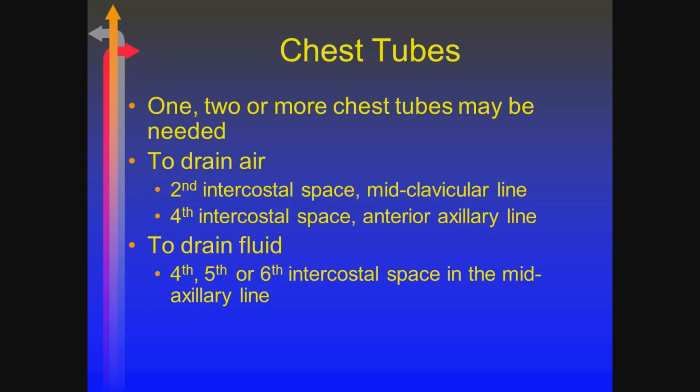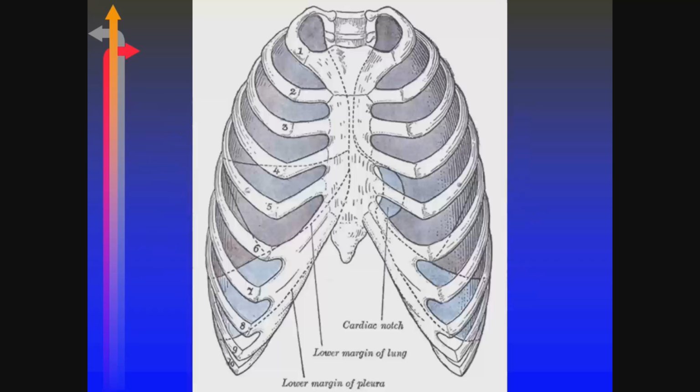One, two, or even multiple chest tubes are necessary to drain the air. We're going to put it in the second intercostal space, midclavicular line. Fluid usually is going in the mid-axillary line, and it's a little bit lower in where it's placed. So here is where I would put it for air, and here's where I would do it for blood.